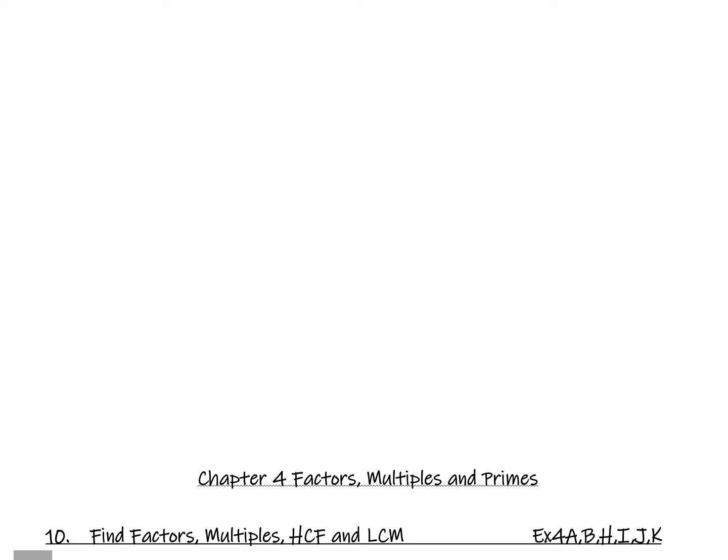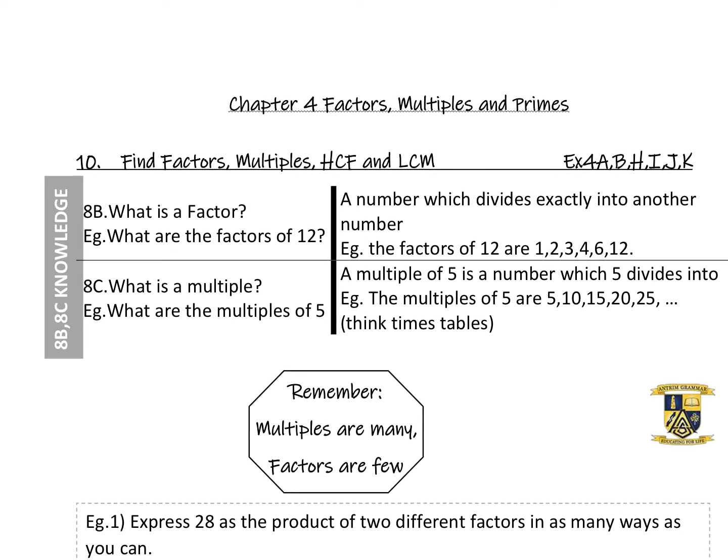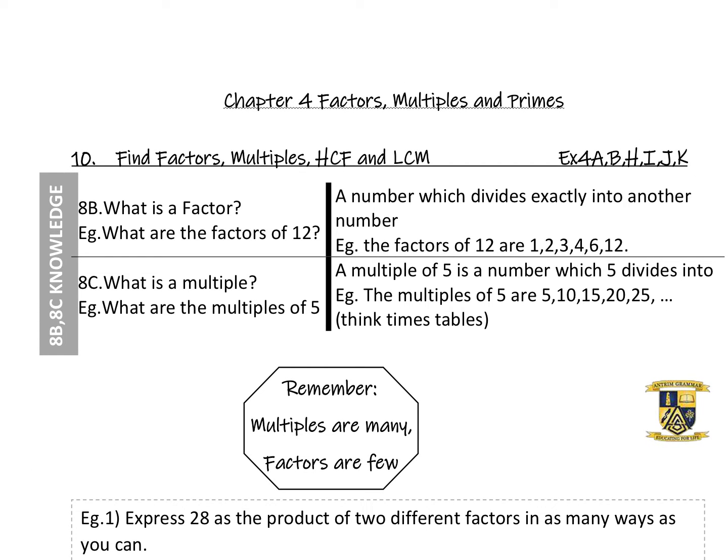Chapter 4, we'll begin with finding factors, multiples, highest common factor and lowest common multiple. Pause the video and write down what a factor is and what a multiple is. So what is a factor? For example, what are the factors of 12? Well, a factor is a number which divides exactly into another number.